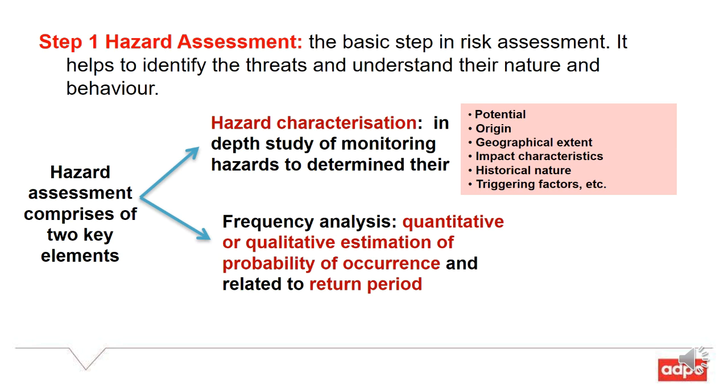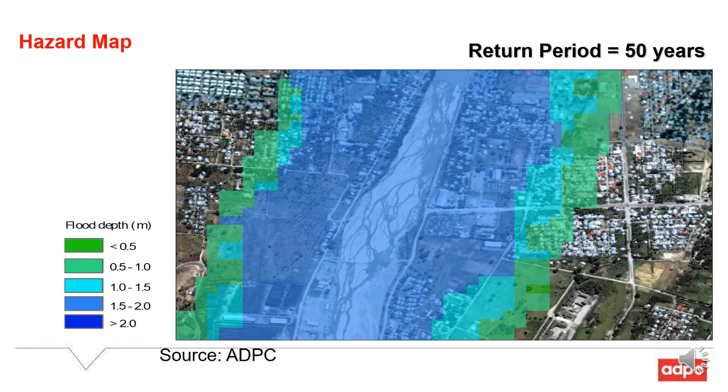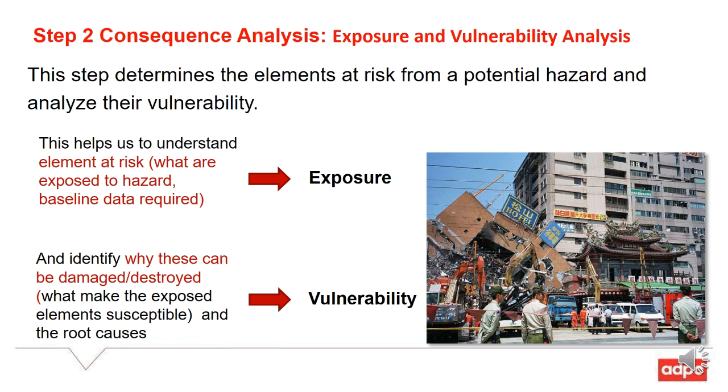In the frequency analysis, we can do a quantitative or qualitative estimation of the probability of occurrence, related to the return period. This is one example of a hazard map with a return period of 50 years, showing what would be the probable flood depth in one of the areas.